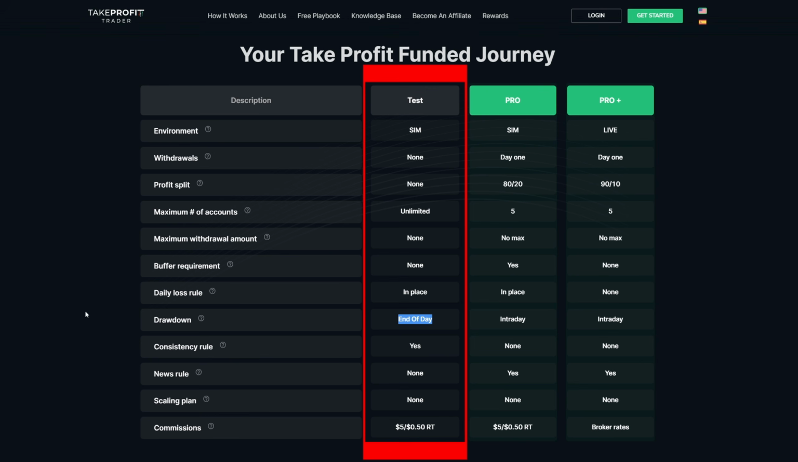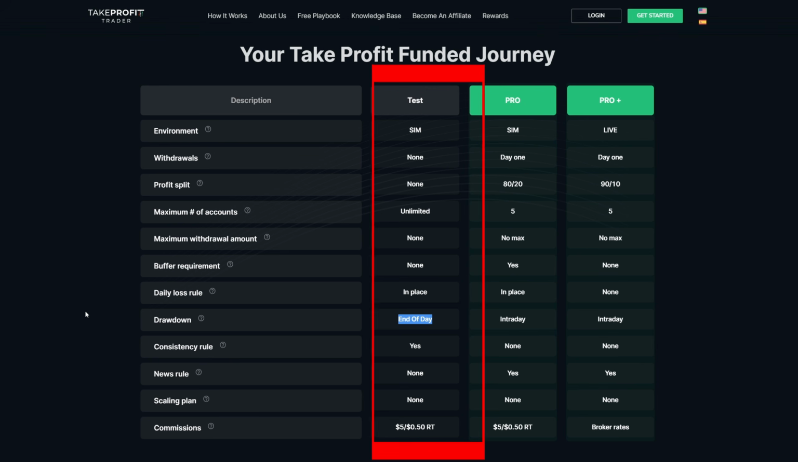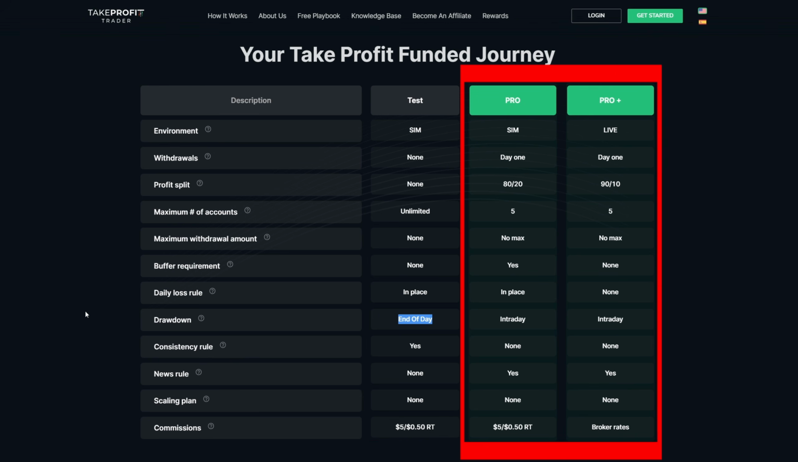Now let's talk about a con with the drawdown. If you go over to the Pro account or the Pro Plus, you then switch from the end of the day trailing drawdown to an intraday drawdown. So if you ever traded with Apex, it would be the same way. Now, the good thing about this is once you get above the buffer zone, which is your drawdown amount, then that trailing drawdown essentially goes away.